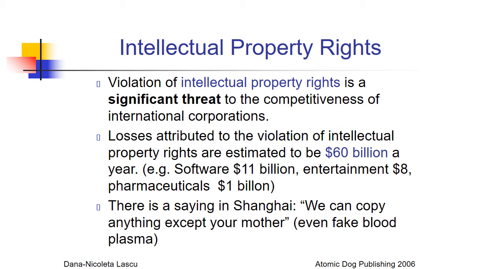So there are a few figures here, might be outdated, but it's good to know. Losses attributed to the violation of intellectual property rights are estimated to be 60 billion a year, and you can see software, entertainment, and pharmaceuticals being the most vulnerable industries to intellectual property violations.